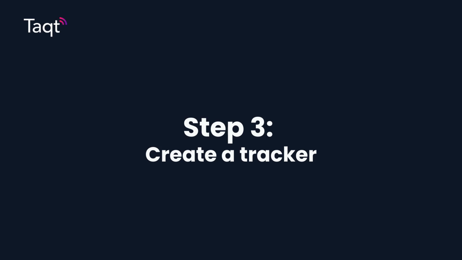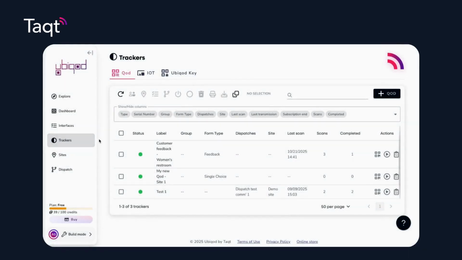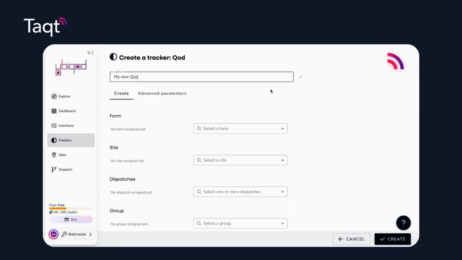That's step 3. Create a tracker. Creating a tracker will help you link the form you just created or any other new form you create to a specific QR code. To start, click on Trackers on the menu on the left. Then, click on the Code button. Give a name to your tracker, for example, Site A.